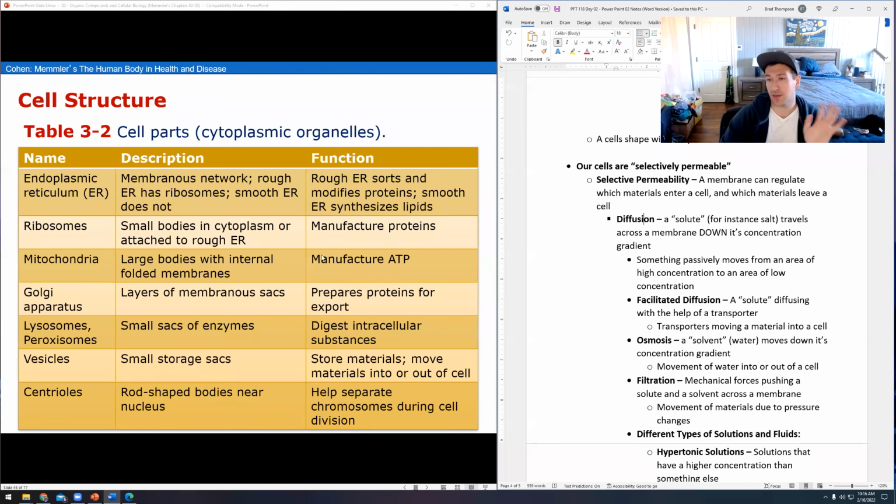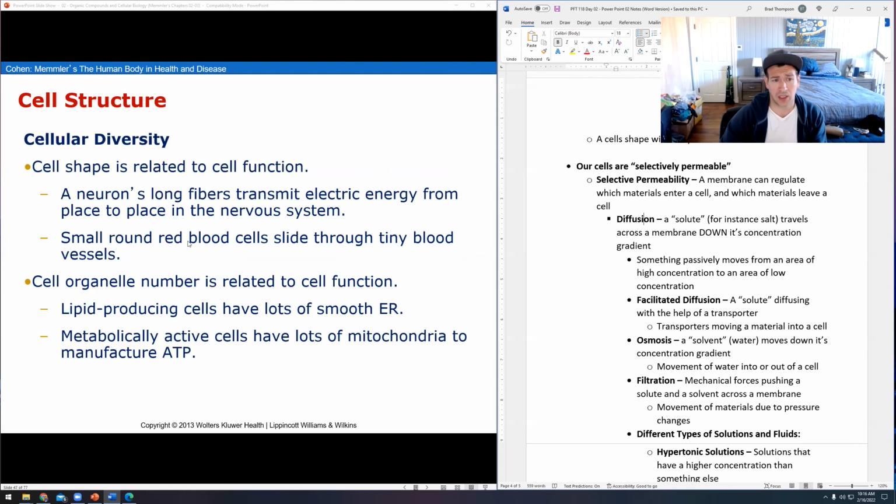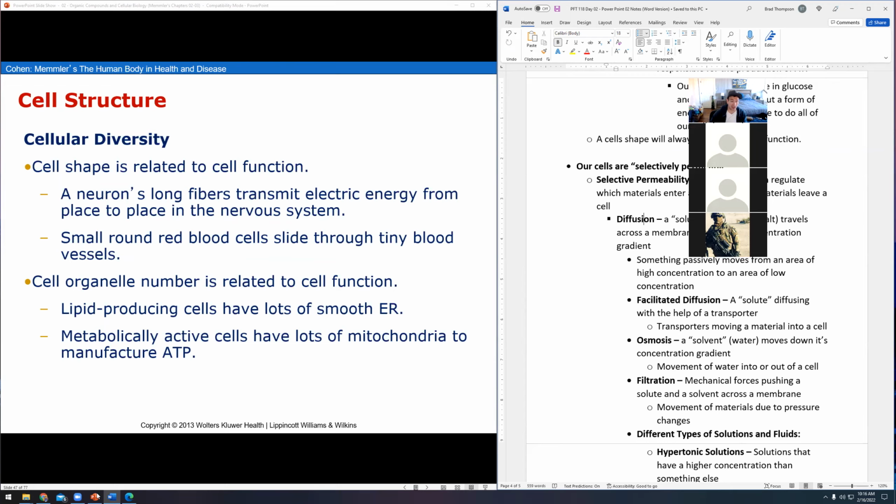And then there's a bunch of other ones, but honestly, you don't need to know too much about every single organelle. The ones that are important are the nucleus and the mitochondria and the cell's membrane and the fluid within that cell. Now, like I said, a cell's shape is going to be related to its function, so it can do all kinds of fun stuff. You know, red blood cells, for instance, they actually don't have their organelles anymore.